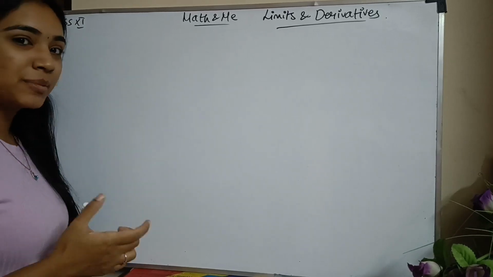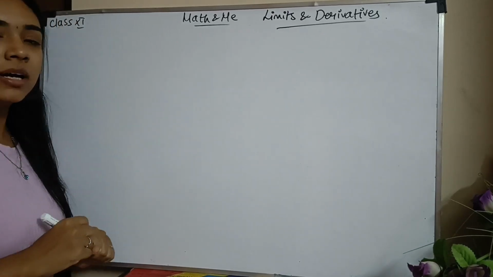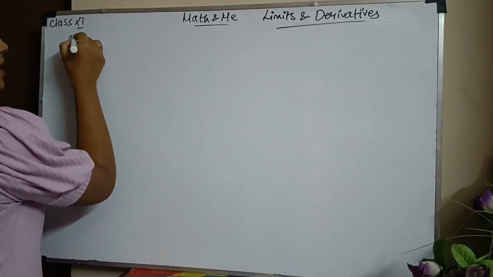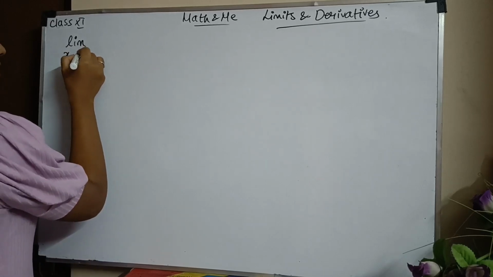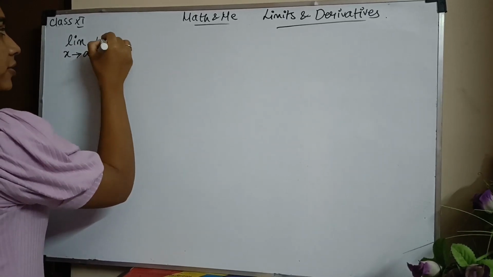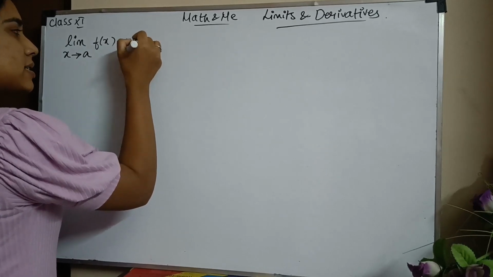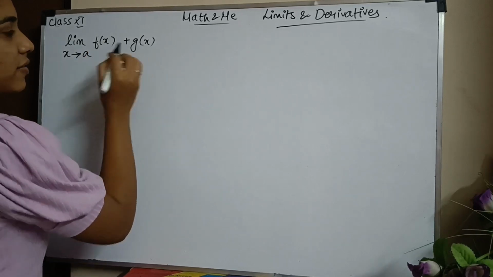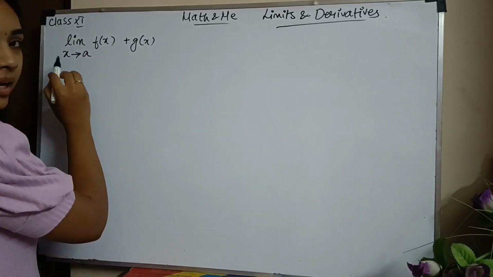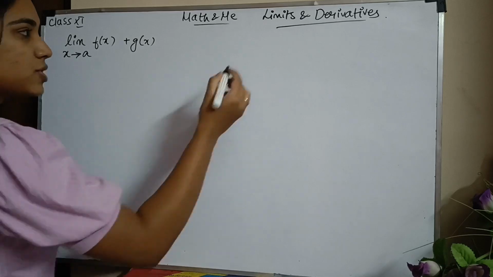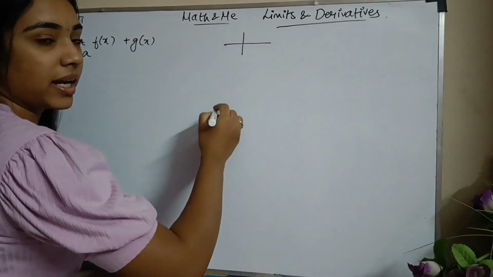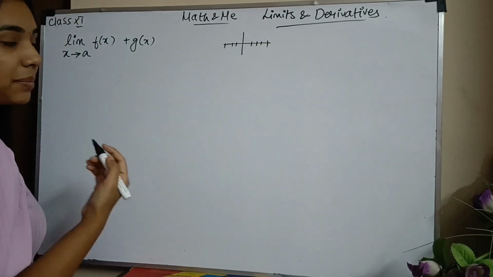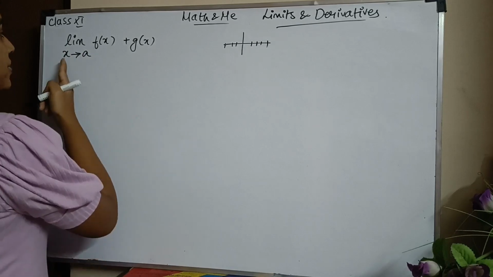So let's get into the chapter Limits and Derivatives. First we'll start with a few relations and formulas. First you have the notation limit x tends to a of f of x plus g of x. So you have a function f of x and another function g of x, and there is some x which tends to some constant a. a is any point on the number line. It can be negative values of x or positive values of x, it can be anything. So it is a constant value and x tends to a.